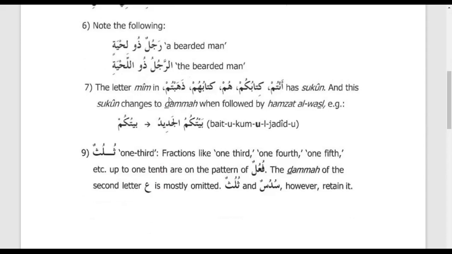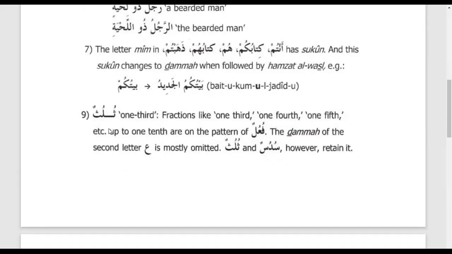And we have discussed many times that if a verb or a noun ends with meem and the meem is sakin, then we connect it with dhamma. As we can see here, baytukum. If you want to say your new house, we will say baytukum, and when we connect it with al, it will be baytukumul jadidu. Mul, it will be connected with dhamma. So dhahabtum, kitabuhum, kitabukum, antum, all of them have meem sakin, and whenever we connect meem sakin with al or hamzatul wasl, then it will be connected with dhamma.